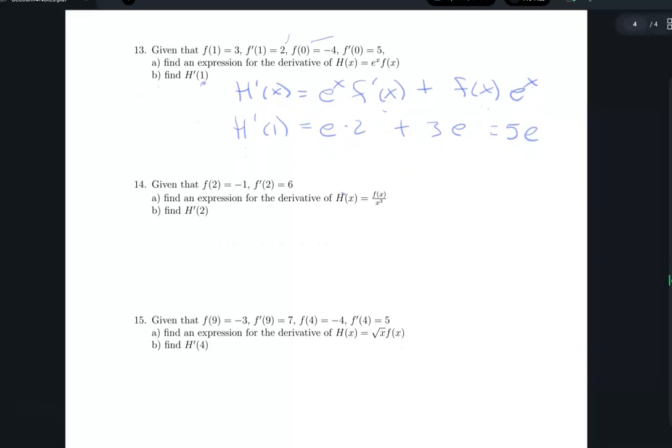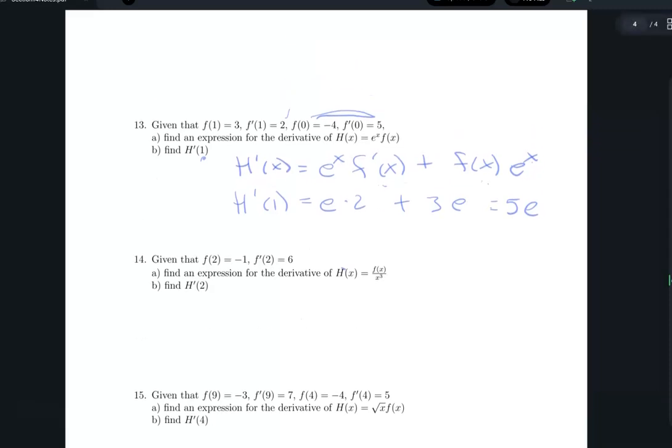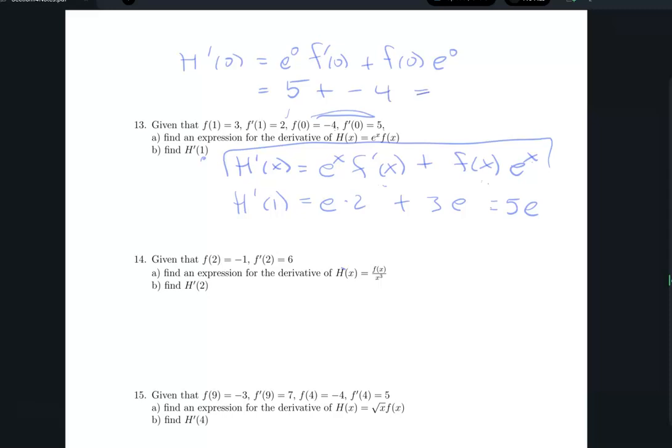And I think I put the zeros here because I was thinking of doing it with h prime of 0, so let's just do it. If I took this here and substituted in x equals 0, I'd have e to the 0, f prime of 0, f of 0, e to the 0. You know that e to the 0 is 1, so this would give me a 5 plus f of 0 gives me a negative 4 times a 1, so that gives me 1.